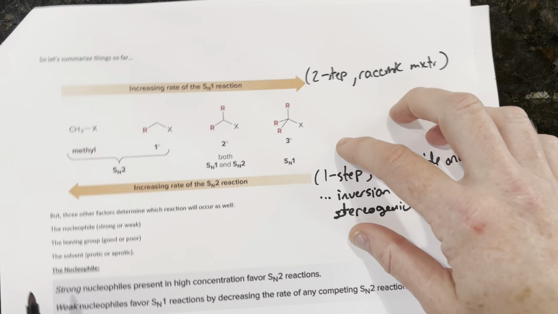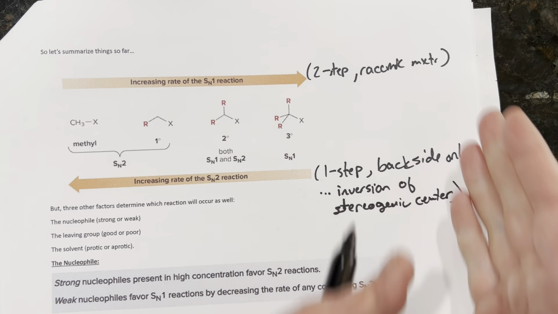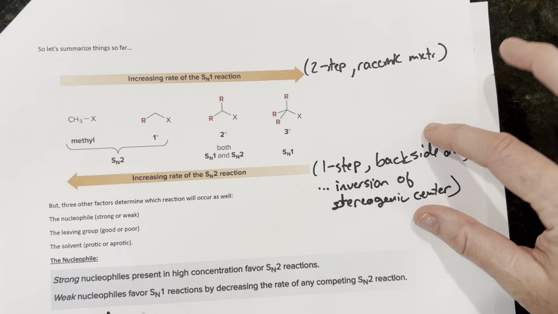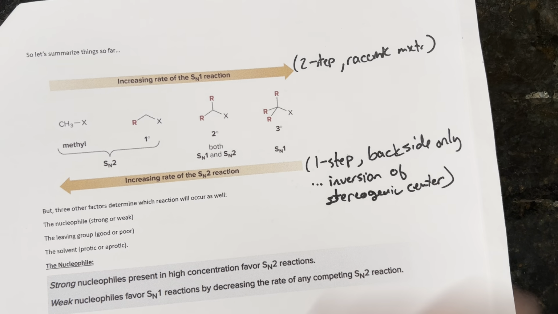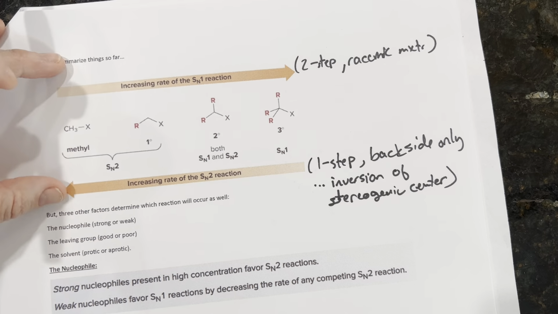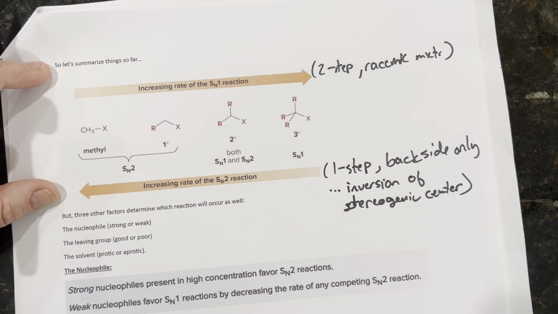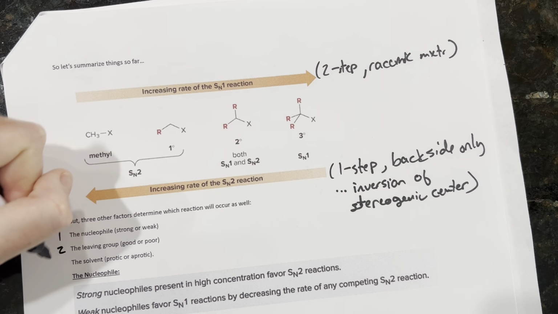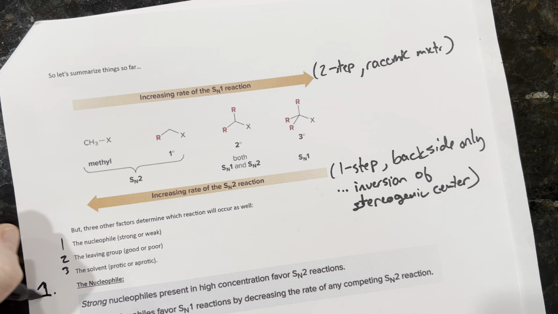You can either draw the same molecule with the nucleophile in place of the X and then just switch the wedge or the dash, or you can draw a mirror image, whichever you prefer, to show that it's going to be an enantiomer product. All right, so primary, secondary, tertiary indicates a lot about whether it's going to be SN1 or SN2, but there are three other things that we need to look at: the nucleophile, the leaving group, and the solvent. So let's go ahead and start by looking at the nucleophile.